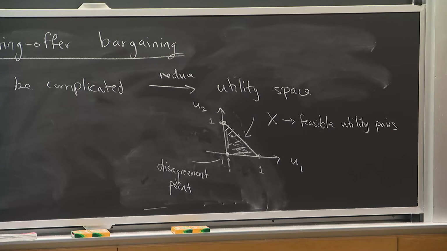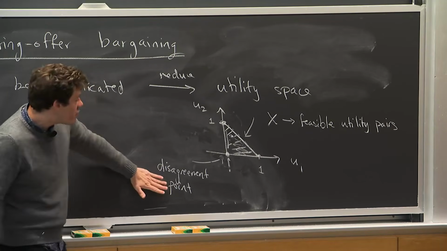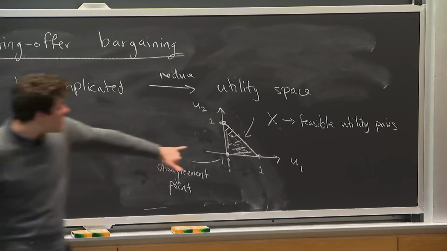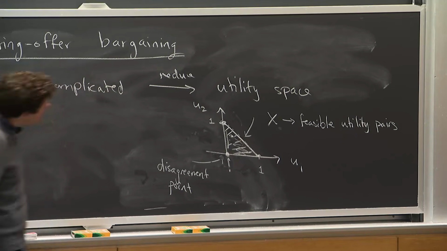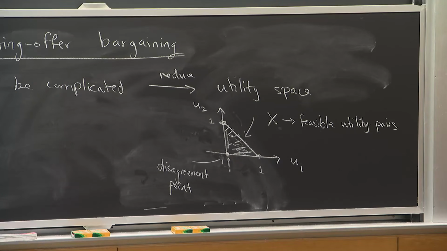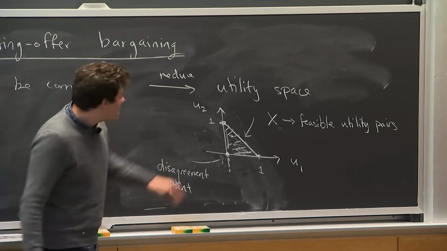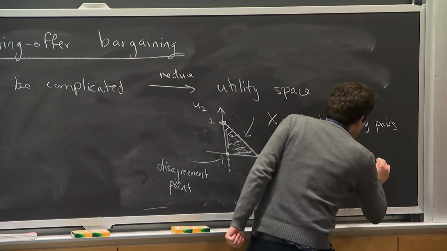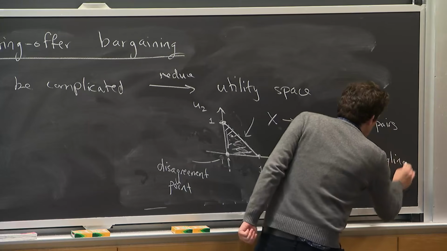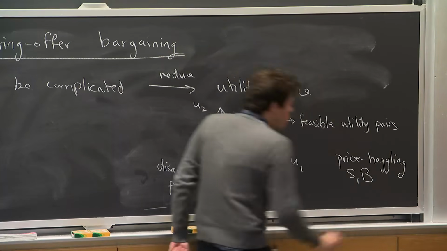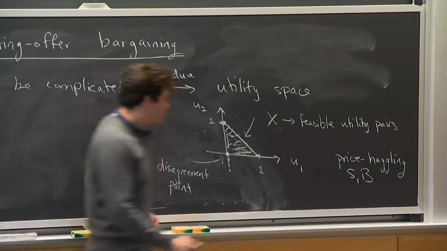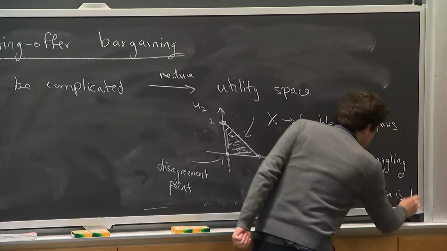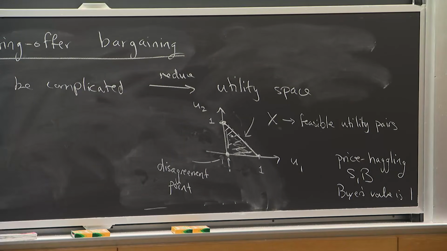So today we're going to analyze this special case. We could look at an arbitrary disagreement point and an arbitrary feasible set X and analyze that game. We're going to look at the special case described here. Now you might say, what does this represent? It turns out this is exactly price haggling, between a seller and a buyer, where the buyer values the good at 1. Let's see why this represents that.